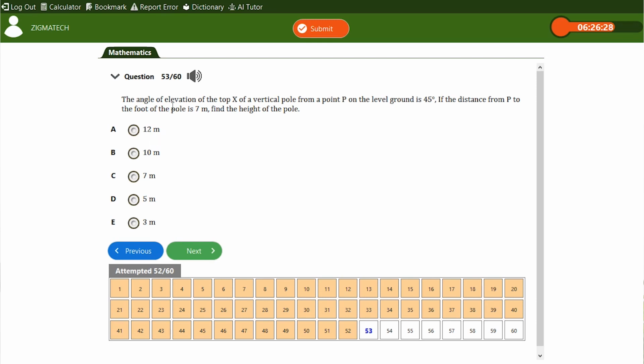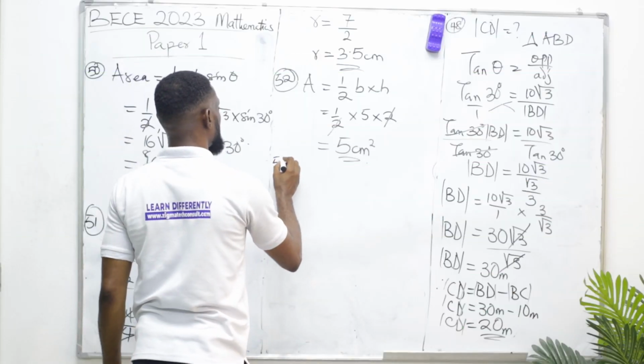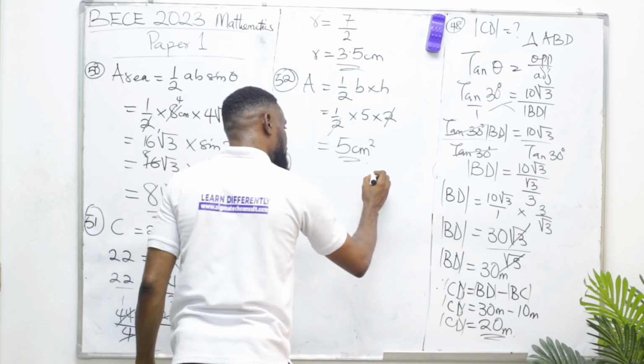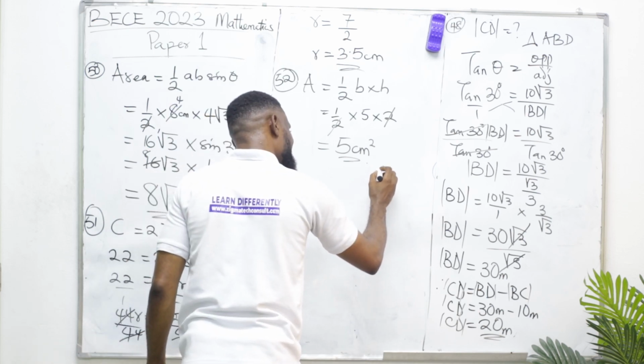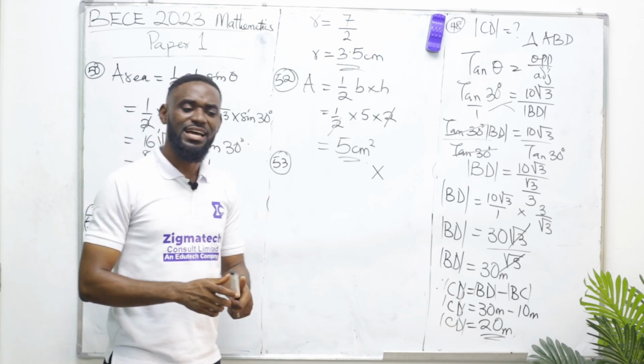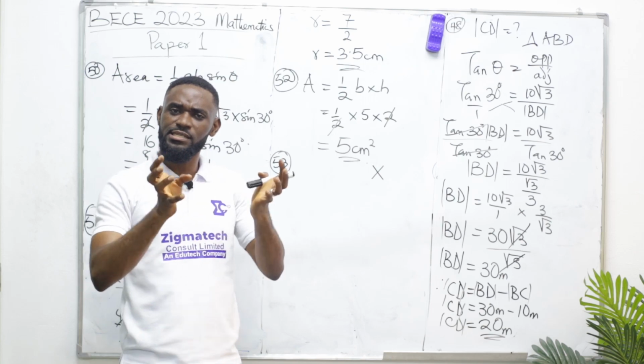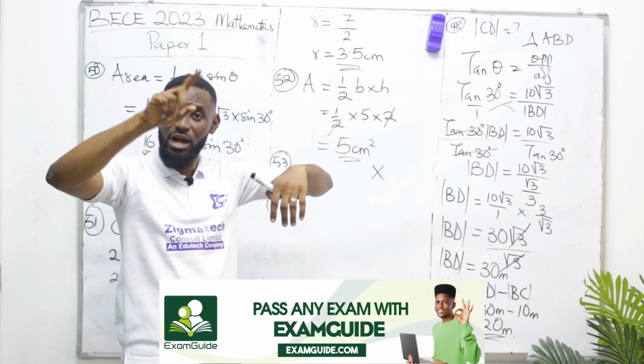All right, so let's look at this. 53: the angle of elevation of the top X of a vertical pole. Let's draw that. So this is the top, and they say the top is X. Let's not forget, when drawing an angle of elevation, it is important you draw it so that you will understand what the figure looks like and know how to add it.